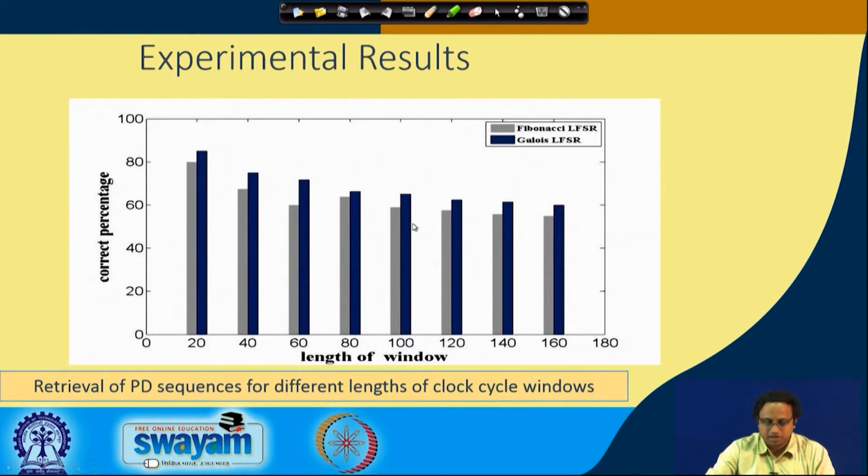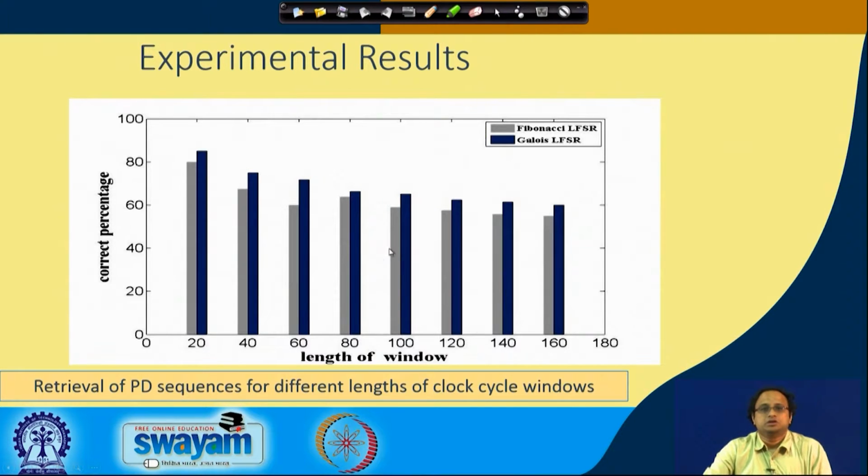This is an example of an attack which has been done on the Fibonacci LFSR, shown by the grey color, compared with the blue color, which represents the Galois LFSR. We have done several instances of the attack, shown in this graph, and you can see that in almost all the cases for the Galois LFSR, the correct percentage of retrieval of the PD sequences is higher. This bar shows the correct percentage of the retrieval of the PD sequences, and as you can observe, the retrieval rate is higher in the case of the Galois LFSRs, and that is also expected from the theory that we just discussed.